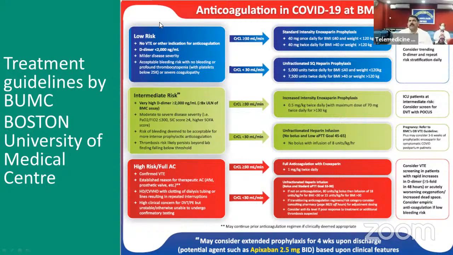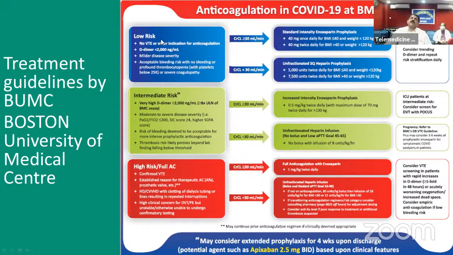Low risk are having no venous thromboembolism or other indication for anticoagulation, and the D dimer is less than 2000 nanogram per milliliter, and the milder disease severity. There is acceptable bleeding risk with no bleeding or profound thrombocytopenia, with platelet not below 25,000, their platelet is usually higher than 25,000, or severe coagulopathy risk is not there.